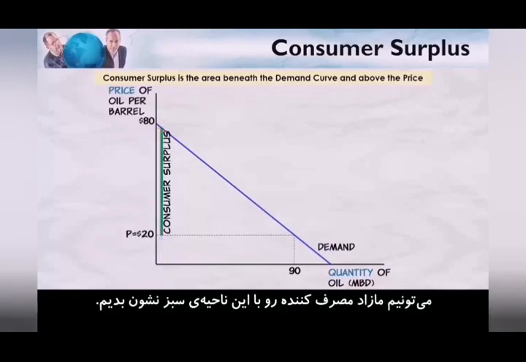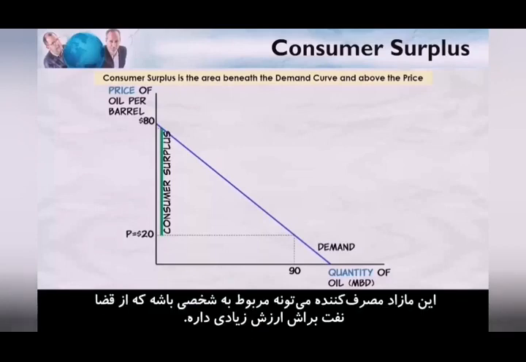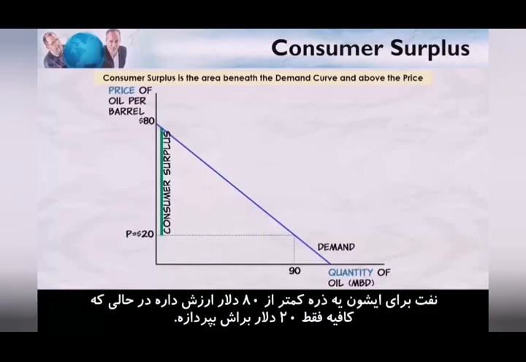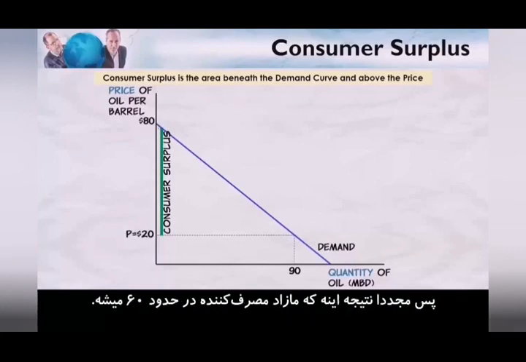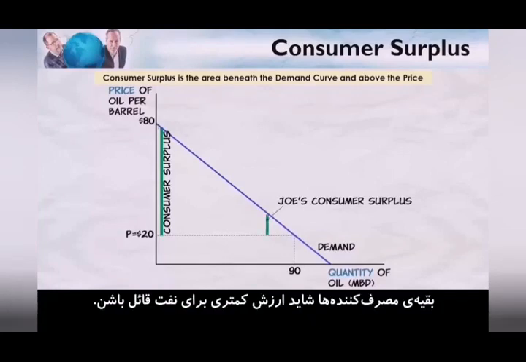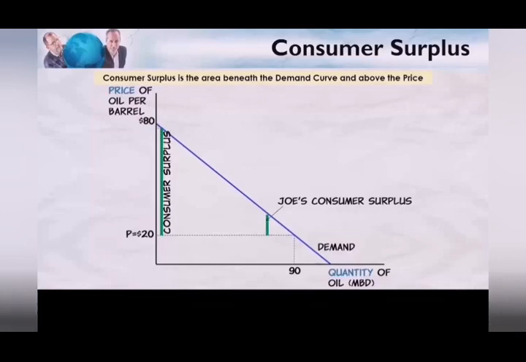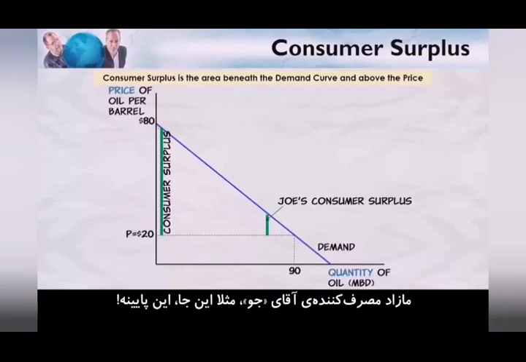We can indicate the consumer surplus by this green area. That might be the consumer surplus of one particular person who happens to really value oil, and they value it a little bit less than 80, and they only have to pay 20, so their consumer surplus again is about 60. Another consumer might value the oil less. They have a less valued demand for the oil. Joe's consumer surplus is, let's say, down here.